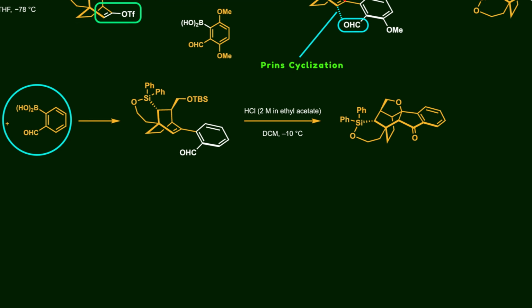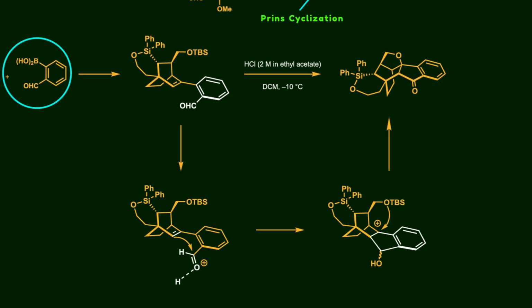In the Prins cyclization step, the aldehyde group is activated by the acid, allowing the double bond to attack the aldehyde and complete the construction of the indane moiety through an intramolecular cyclization. Next, the resulting carbocation is trapped by the oxygen atom, forming another 5-membered ring via cycloetherification. Without the methoxy groups on the phenyl ring, the desired product was obtained in 89% yield with a 20:1 diastereoselectivity.